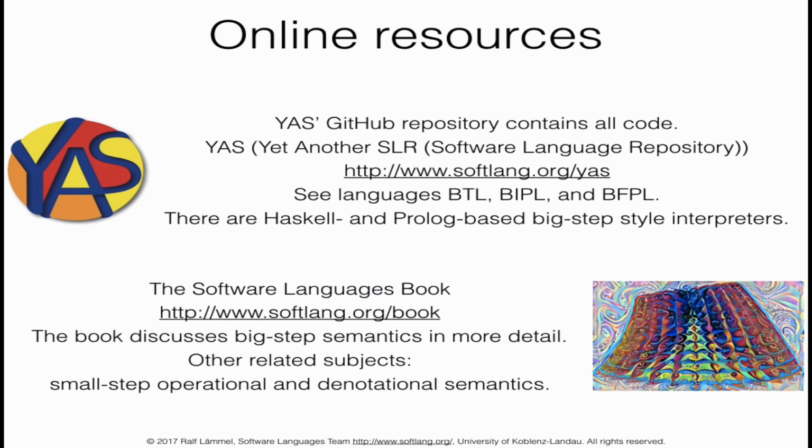So that's it. All the code for the implemented semantics definitions is online. This concerns the languages BTL, BIPL, and BFPL. There is actually Haskell code and Prolog code and also code in some other languages possibly. And this topic is covered in a software languages book. And we discuss not just big step semantics there in more detail, we also deal with small step operational semantics as well as denotational semantics.